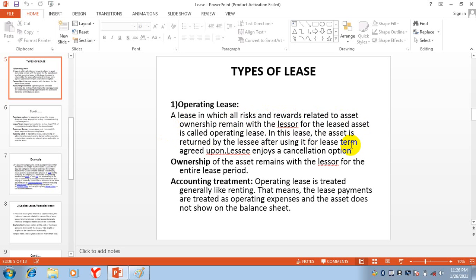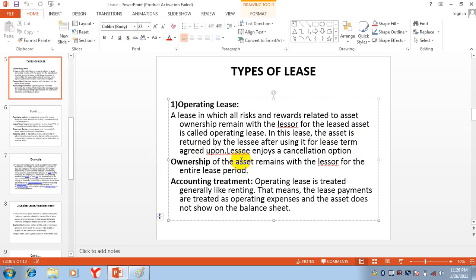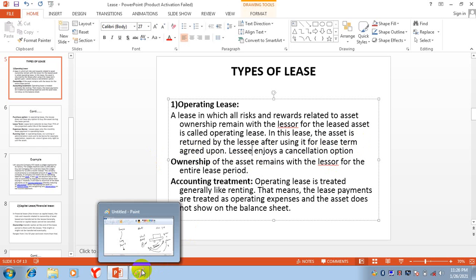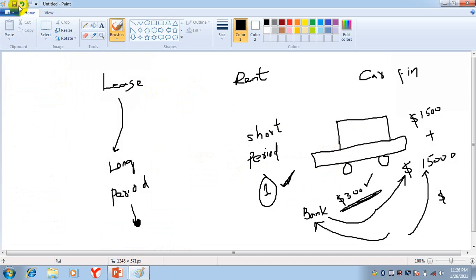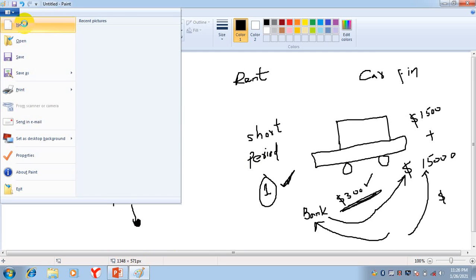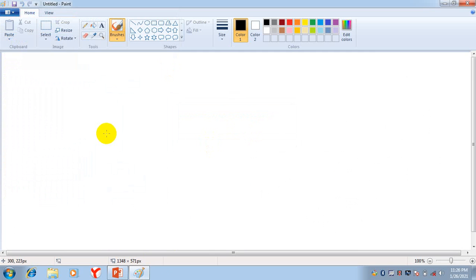In this lease, the asset is returned by the lessee after using it for the lease term agreed upon. Lessee enjoys a cancellation option. Keep in mind, in this type of lease, all the risks and rewards of the leased asset remain with the lessor.